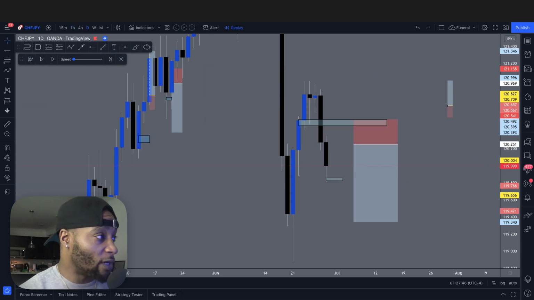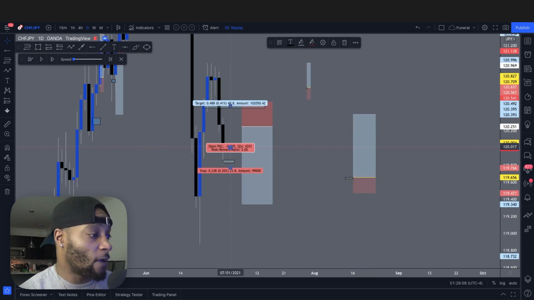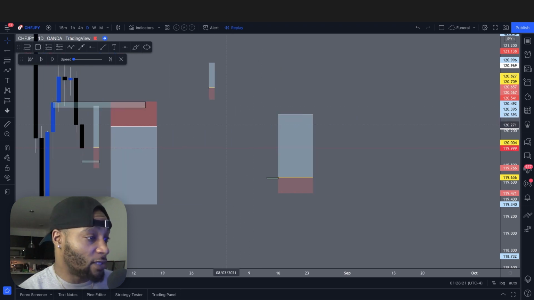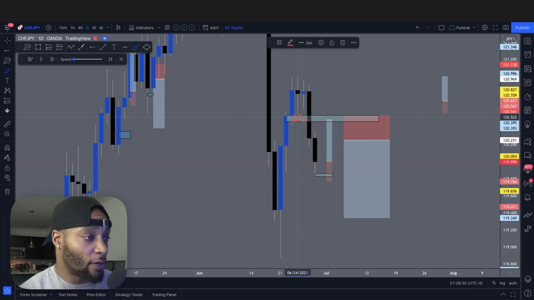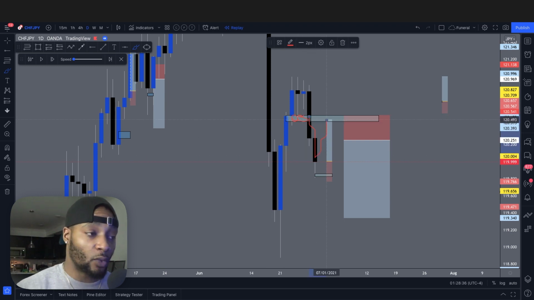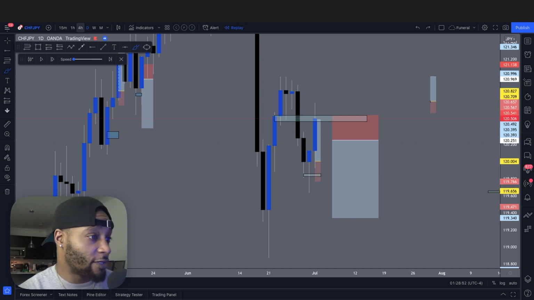If we go back, what did we want to see? We wanted to see this previous structure support right here, now broken to the downside, be used as resistance and be a magnet to where the price wants to go in order for us to find a nice day trade. What happened? We got a nice retest of our entry. Price exploded to the upside, coming to this area right in here.